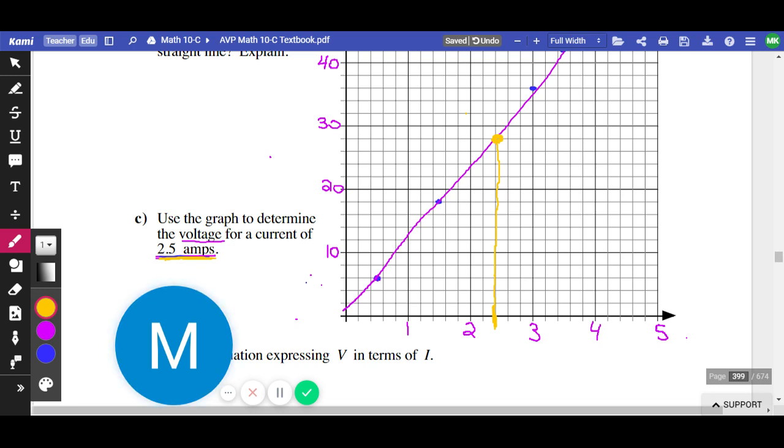Actually, that's not 2.5, that's 2.4. Can I move lines? Is that possible? It's not. I apologize. 2.5 is halfway in between. I was not halfway in between. 2.5 is right here. If you go up from 2.5, you'll figure out a point on your graph that has gone 2.5 to the right.